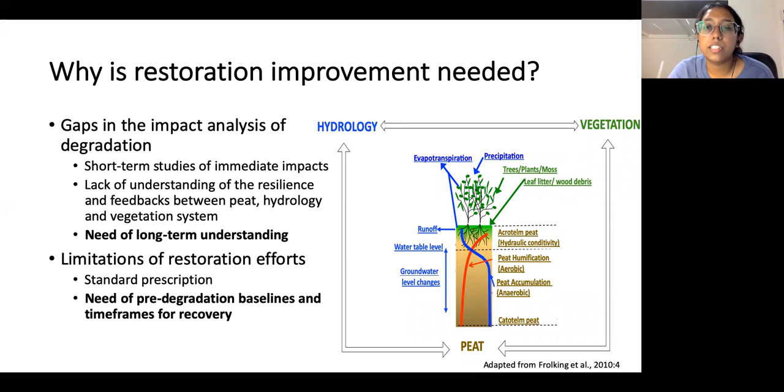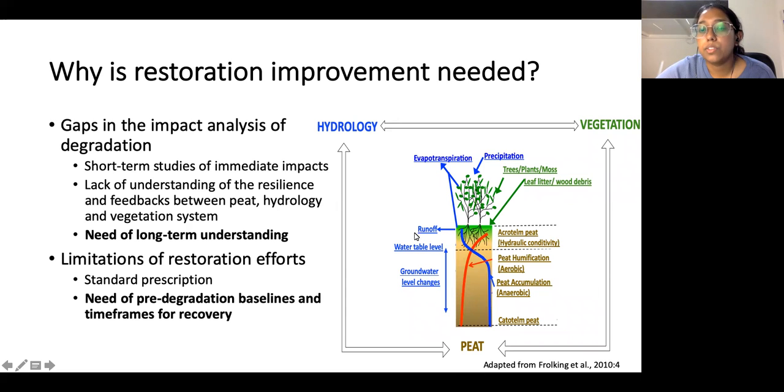So the main important thing is to try to improve the understanding of the degradation first. A lot of these degradation studies are based on short-term studies, so there is a lack of understanding of the resilience and feedbacks between the peat hydrology and vegetation system. If I can bring your attention to Forking et al. 2010, you can see that the systems are connected.